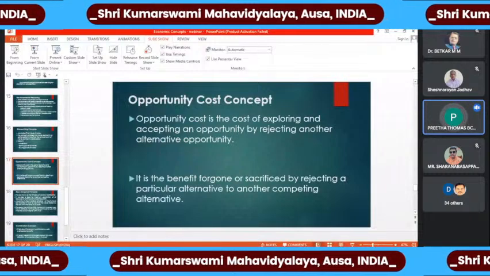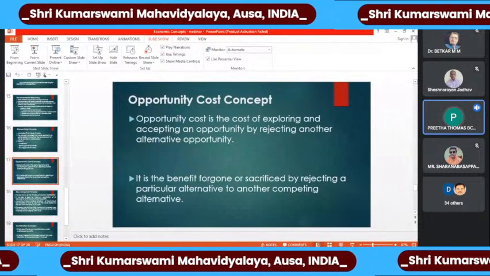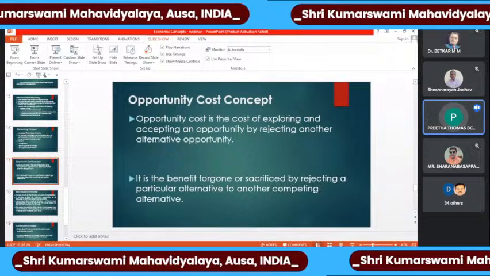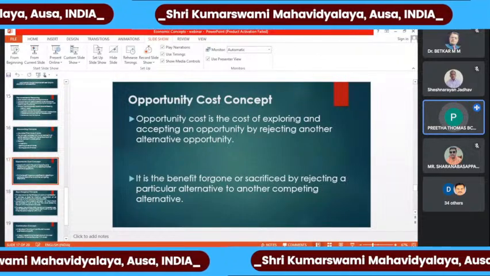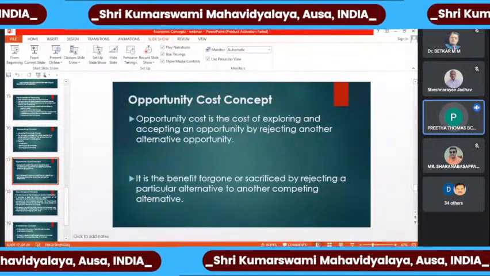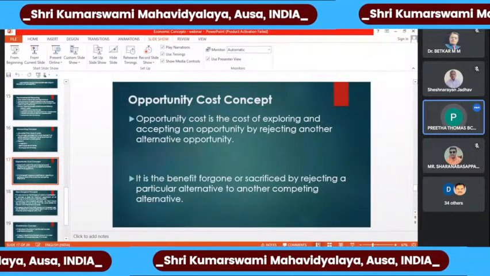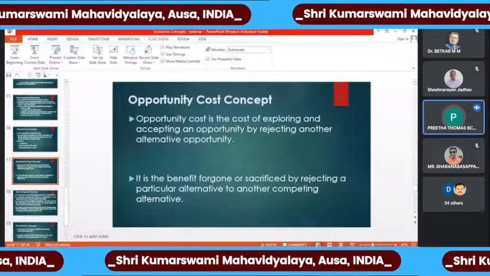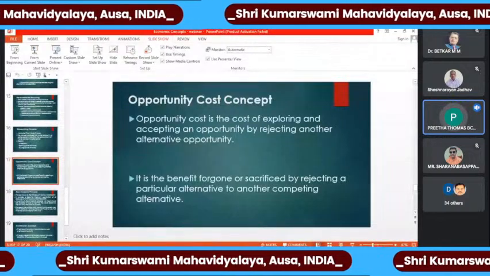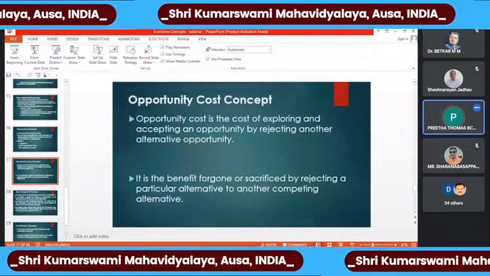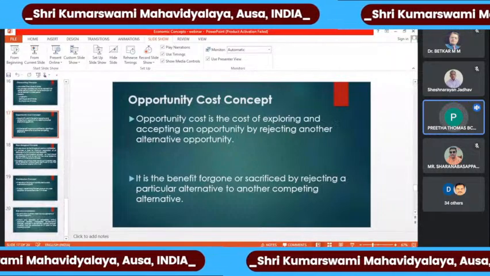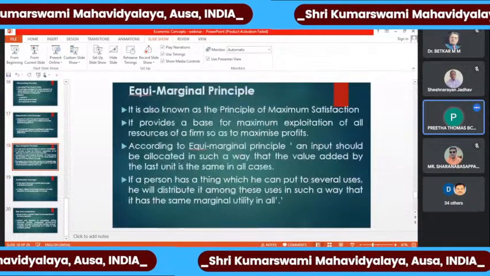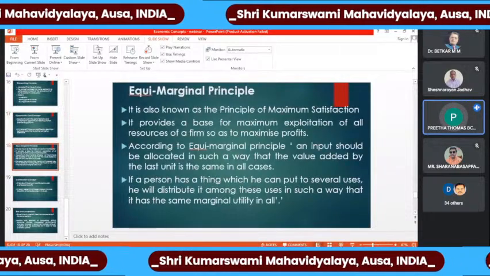Okay, so opportunity cost represents the benefit or the revenue that is sacrificed by pursuing one course of action rather than another course of action. Opportunity cost represents the benefit or revenue foregone by pursuing one course of action rather than another. That is the opportunity cost principle, right?